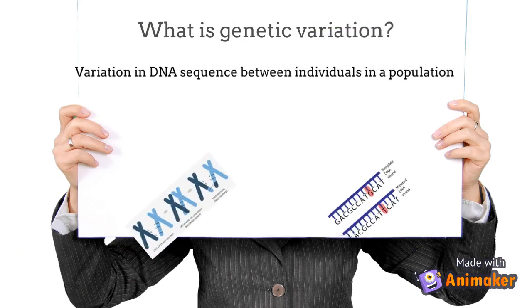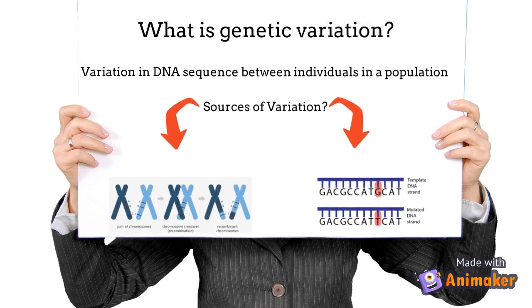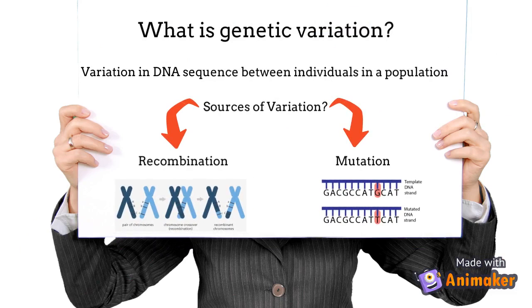First of all, you need to know what is genetic variation. Genetic variation is variation in DNA sequence between individuals in a population. What are the sources of variation? They are recombination and mutation.